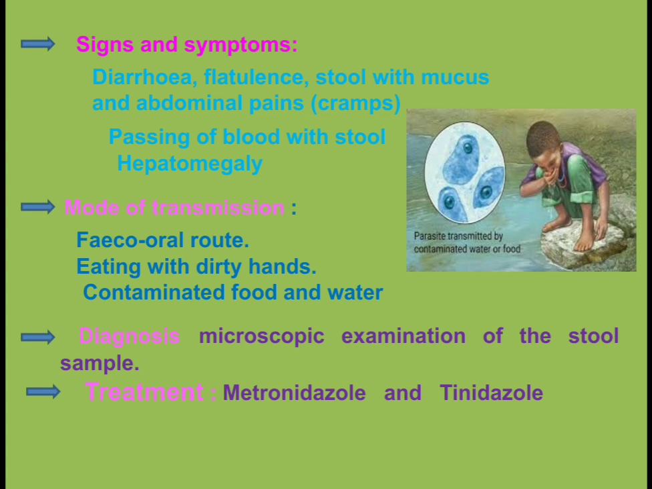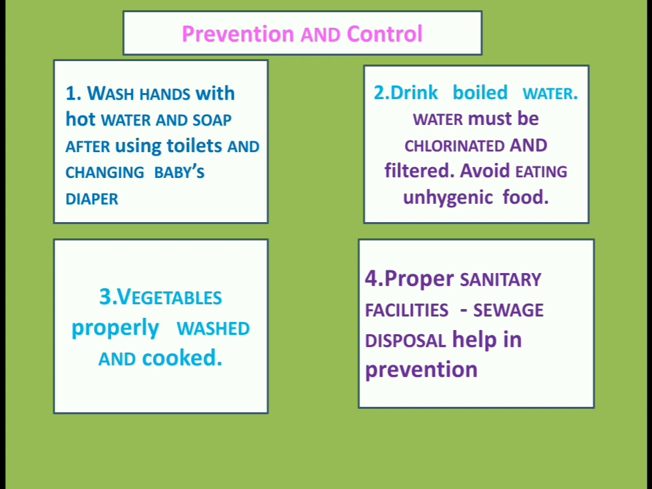Now, what are the preventive and control measures in this case? Wash the hands with hot water and soap after using toilets and changing babies' diapers. Always drink boiled water in these conditions. Otherwise, water must be chlorinated and filtered. It means you have to drink potable water in this safe manner.